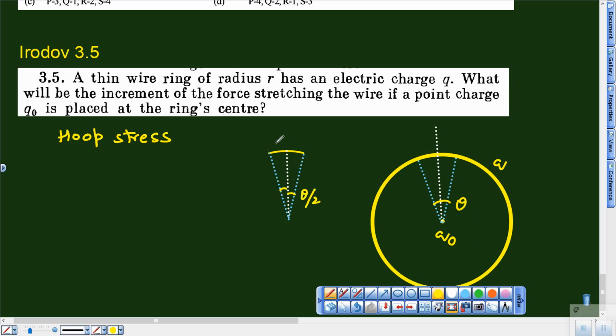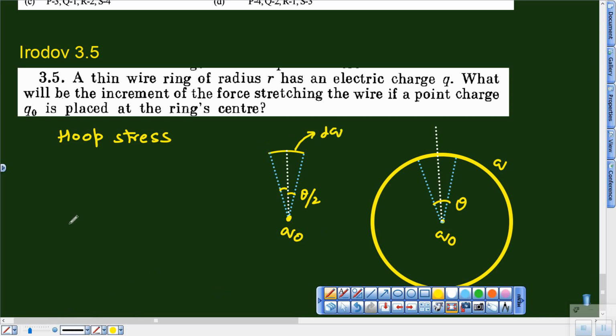If I draw the free body diagram of this element, which I have broken down, then there will be three forces acting. And there would be Coulombic repulsion. Sorry, let me place the charge first. And then this may be Q naught, somewhere over here. And how much is this charge? Let's call this charge dq.